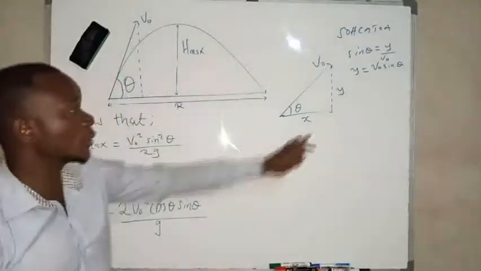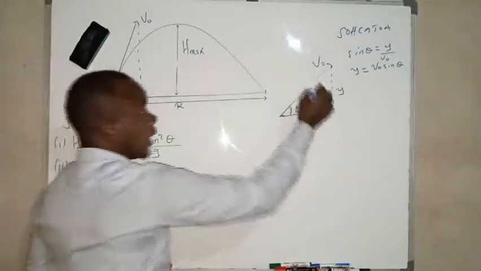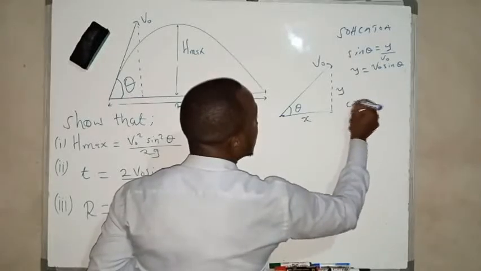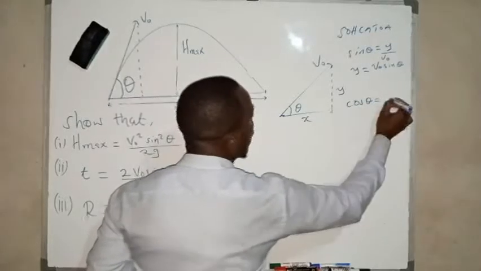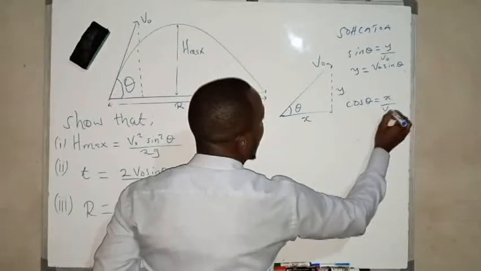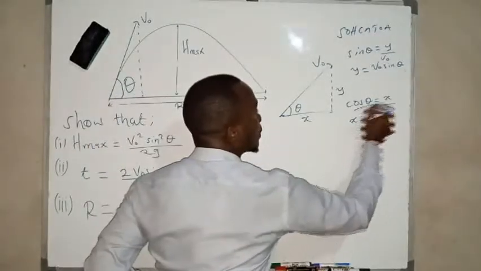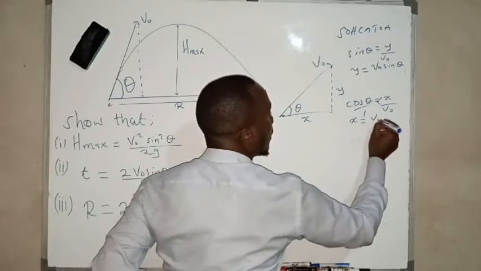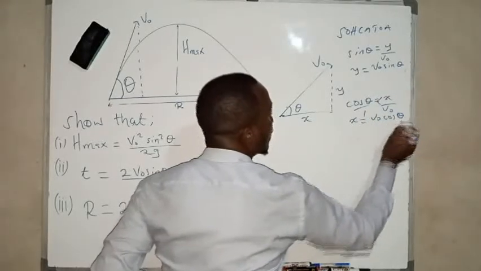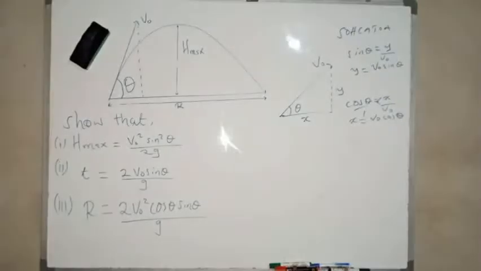Then we go to x, which is cos theta is equal to the adjacent, which is x, over hypotenuse, which is v naught. Then from here, the x will be, when we cross multiply, v naught cos theta. So from here, we can now proceed.